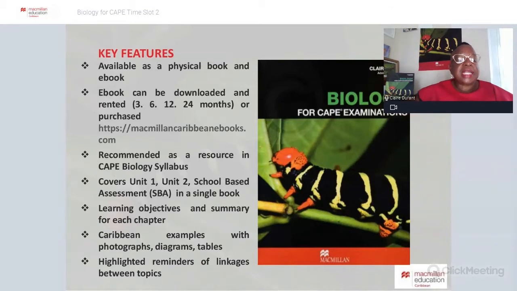The book also has highlighted reminders of linkages between topics because we know that biology is an integrated subject. So even though you learn about mitochondria at the beginning, mitochondria are important when you're learning later on how the heart works. If we learn about water and water's properties, those are important for the transmission of things in photosynthesis. So the book has important linkages highlighted to help you to understand that biology is an integrated subject.